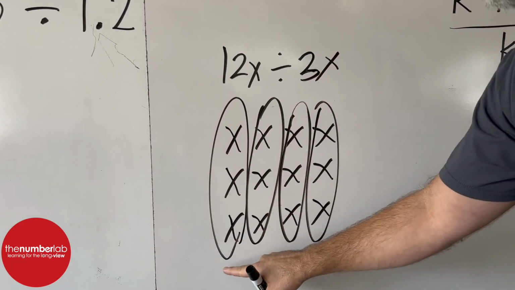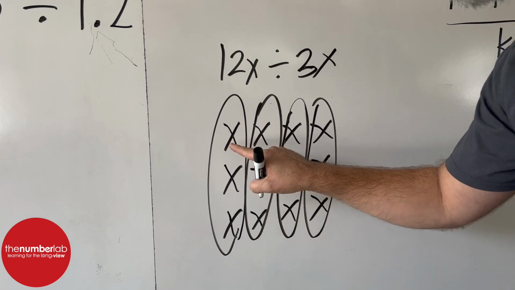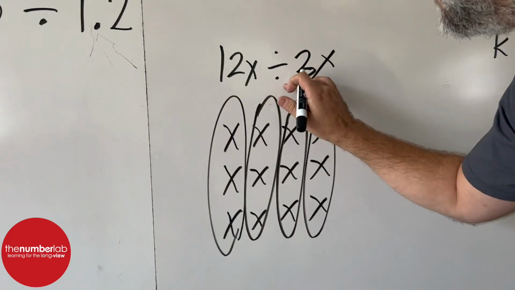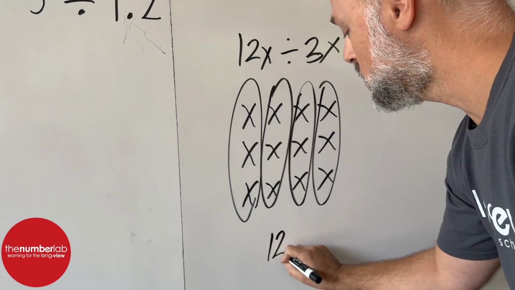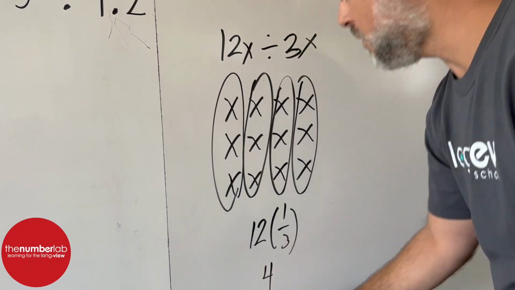Here are the 3 x's. There are 4 groups. Also, each x is 1/3 of the group. So now we're counting thirds again. This is equivalent to 12 thirds, which is again 4.